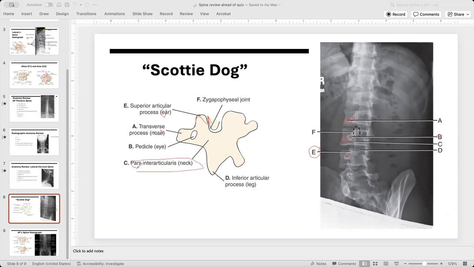Pars interarticularis, interarticular, it's just in between these two articular processes. Just the point in between ends up being the neck of the Scotty dog, which would be C in this image. If we look down at the unlabeled one, this would be the neck. Up here, this would be the neck, right? Okay, and then finally D, the inferior articular process or leg. If we look down at the unlabeled one, it'd be this, and this one it's labeled as a D.